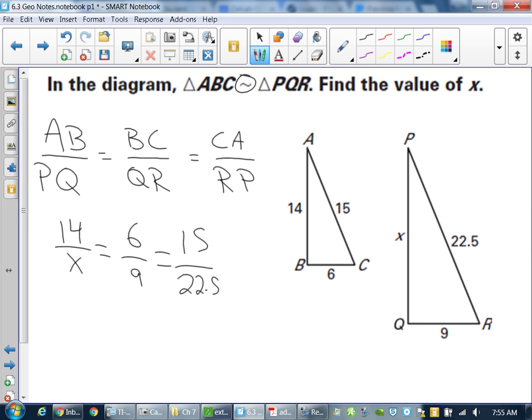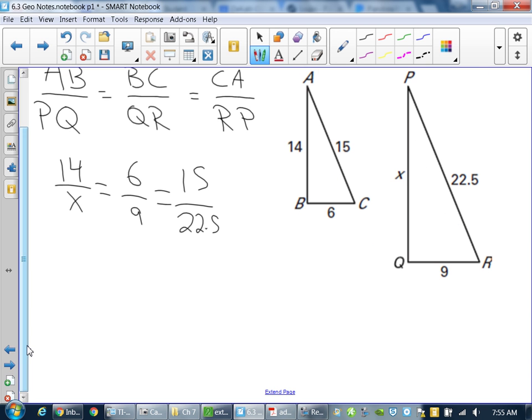Does it matter which of those fractions I use to solve for x? Nope. Not at all. Cross multiply and solve. Probably easier to use your calculator. Yeah, but you have a calculator. Or could I even make it easier on myself? Could I simplify the 6/9? Oh, I can find a scale factor right away if I wanted to.